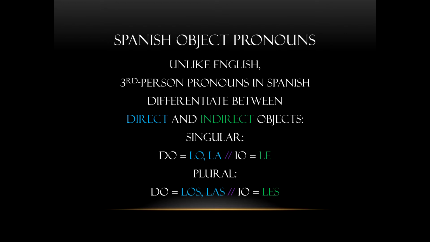Now, English has no differentiation between third-person pronouns in direct and indirect objects. You can say things like, I have a puppy and I want to give it to my friend. You can say, I'm going to give him him. In Spanish, you can't. The object pronouns are differentiated, which is really very helpful for reasons that don't matter right now.